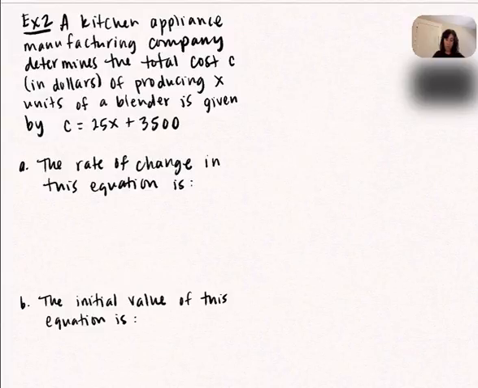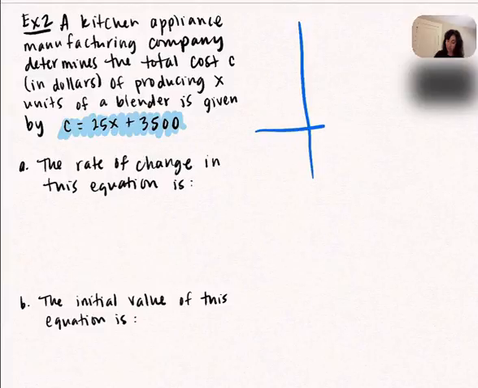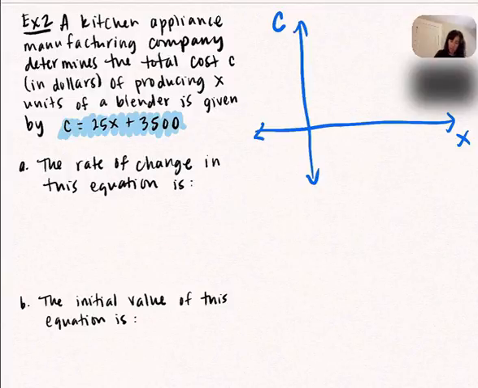Now, we are given this equation, C equals 25x plus 3,500. Okay, and so let's think about what this means first. So we have a function. It's a linear function where the y-axis is C and the x-axis is just x. Now remember, this 25 here is the slope, and then 3,500 is our b value or y-intercept.